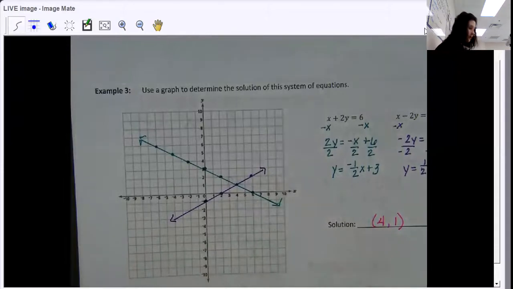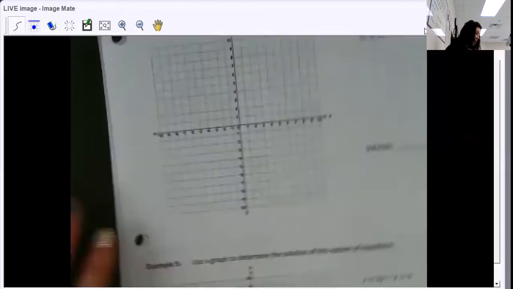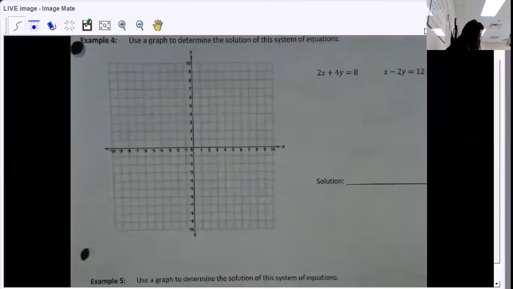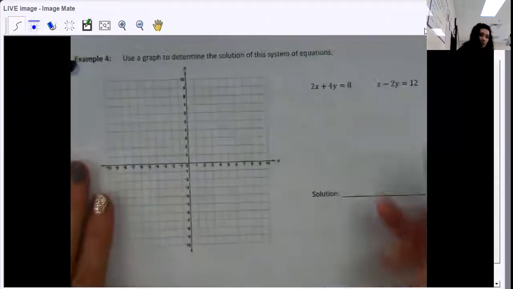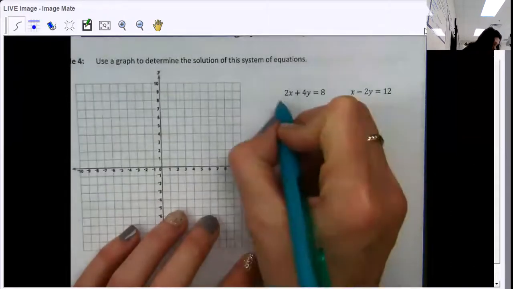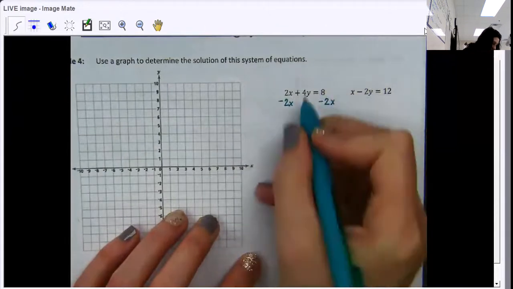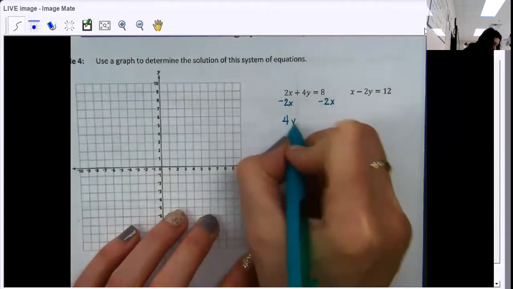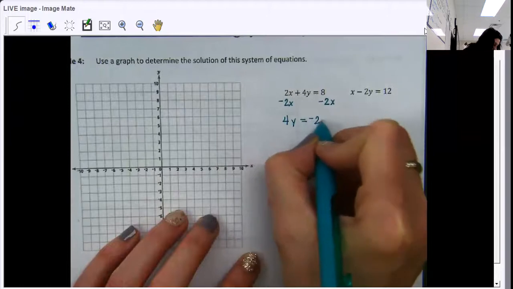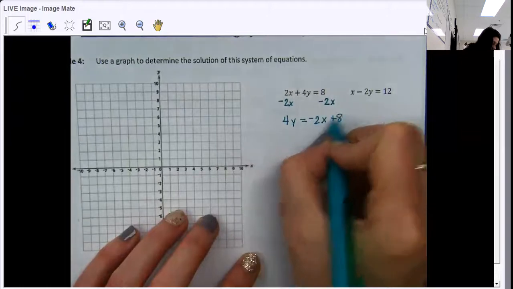All right, we are going to go ahead and go to the next page and do example 4. So again, I need to put these in slope-intercept form. You'll notice that the equations get a little bit more complicated, or challenging, I should say. It's not complicated.